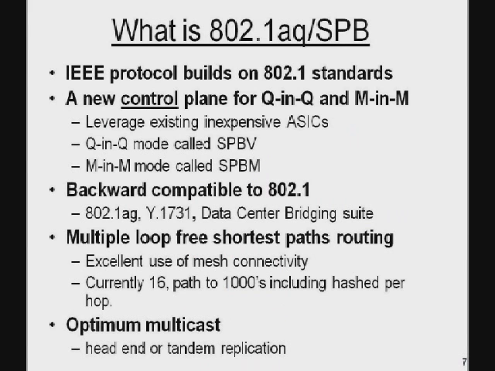So what is this 802.1aq shortest path bridging protocol? It's essentially an IEEE 802.1 protocol which builds on top of all of the existing 802.1 standards. So we're not invalidating anything that already exists. It's essentially a new control plane designed to operate with the Q-in-Q and MAC-in-MAC data paths. This is very important because many of the existing ASICs out there that support Q-in-Q and MAC-in-MAC can operate 802.1aq unchanged. So it's a very inexpensive option.